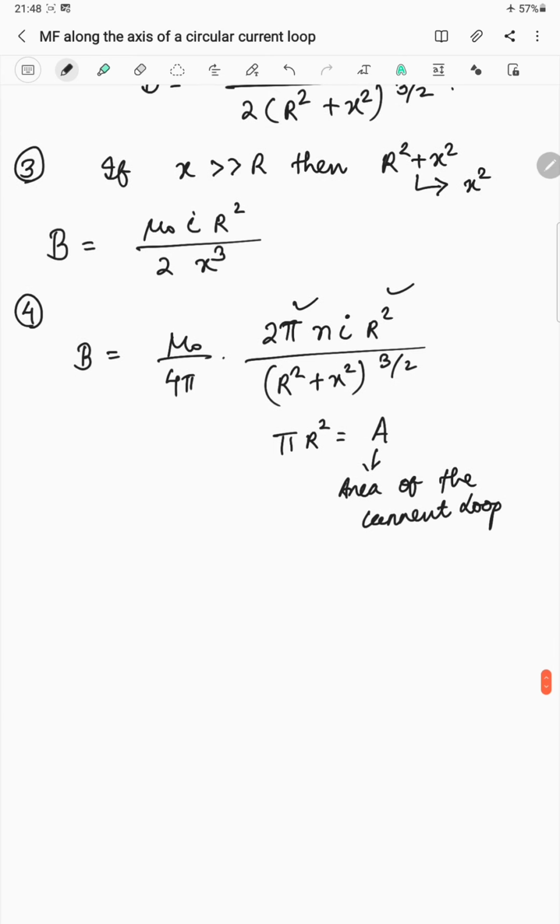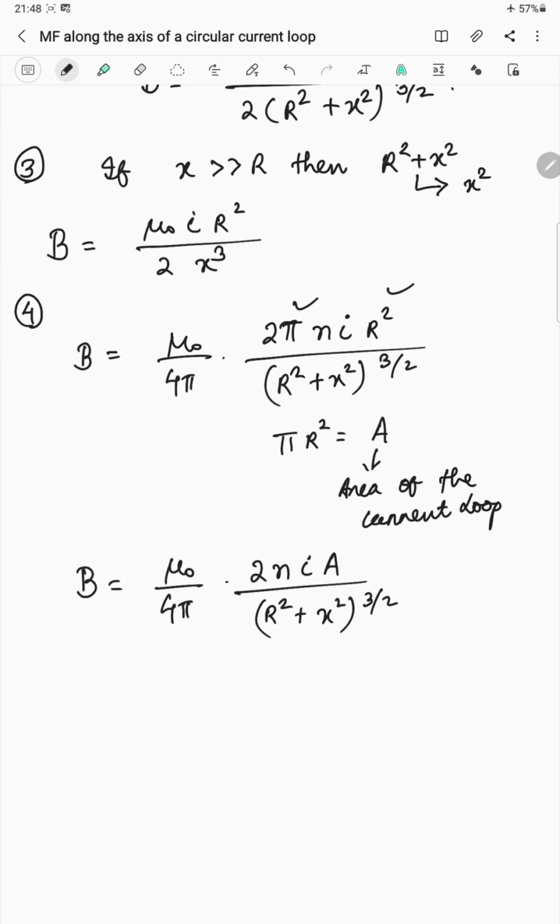Okay. Now what will this equation become? B is equal to mu naught by 4 pi. 2 pi will remain as it is. So pi is gone. So 2 N I A divided by r square plus x square to the power 3 by 2. Now in this case, let us assume that your x is much greater than r. Then it's quite obvious r square will be neglected. I will be left with x cube. So my B will be how much? Mu naught by 4 pi into 2 N I A by x cube.